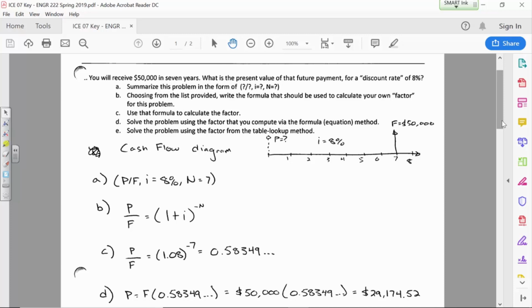Okay, part A, summarize the problem in the form of what we put in those parentheses there. So this is how we would summarize this problem type. P/F, I equals 8%, N equals 7. Now I got a good question as I was circulating around. Somebody asked, do you have to write I and N? And I think it's a good idea to do that because it could otherwise be kind of easy to forget what's supposed to be in the second position, what's supposed to be in the third position.